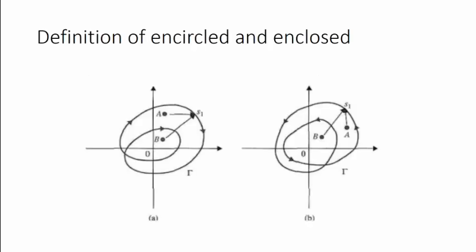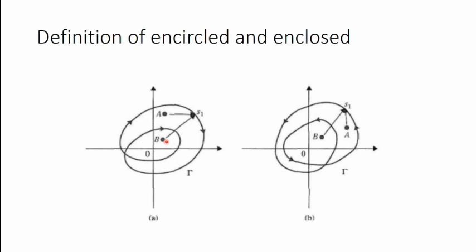Now let us move to the next part of our syllabus, that is Nyquist stability criteria. But before we understand the Nyquist stability criteria, we have to understand some terms, that is enclosed and encircled. Let us consider this closed loop path, which we call a closed loop contour. In this contour, let us consider 2 points A and B. We want to see whether the points A and B are enclosed or encircled.